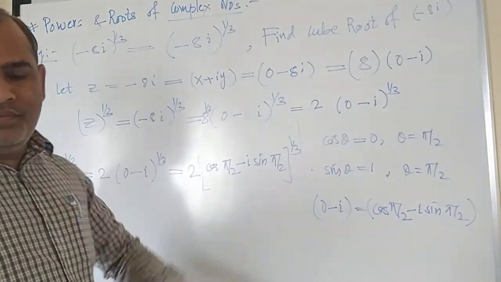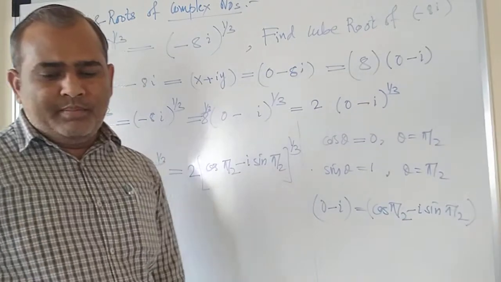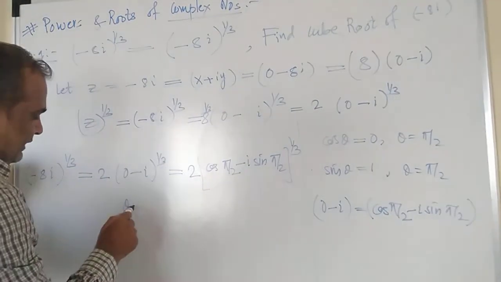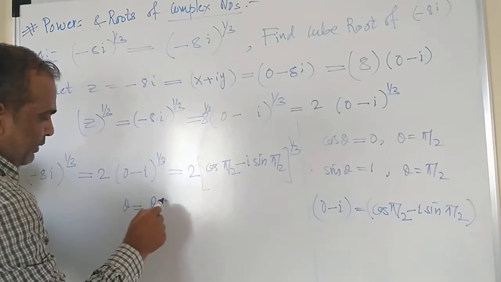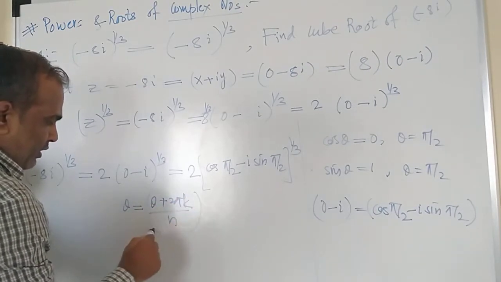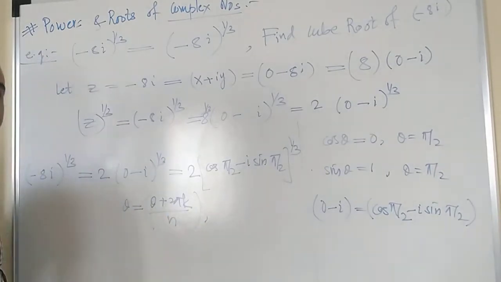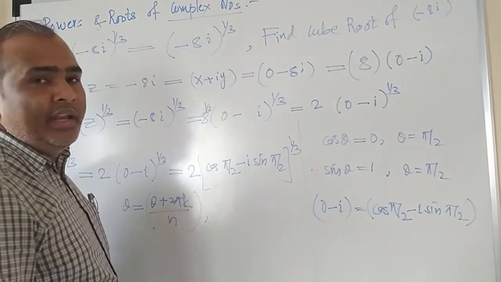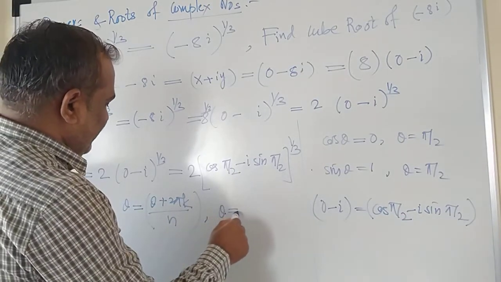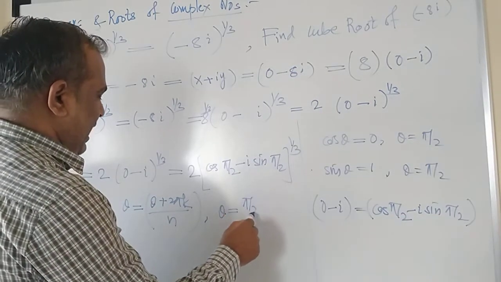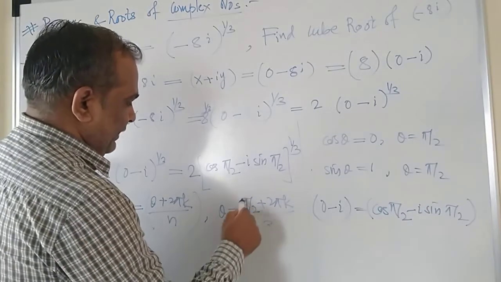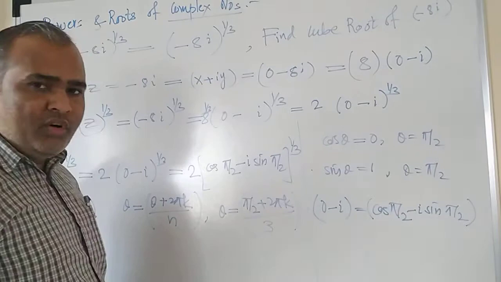Now what is the next step to implement? The next step is to write theta in the form of 2 pi k by n. Here the value of n is 3, because you are finding the cube root. Therefore your theta will become pi by 2 plus 2 pi k by 3. Hope you have got this.